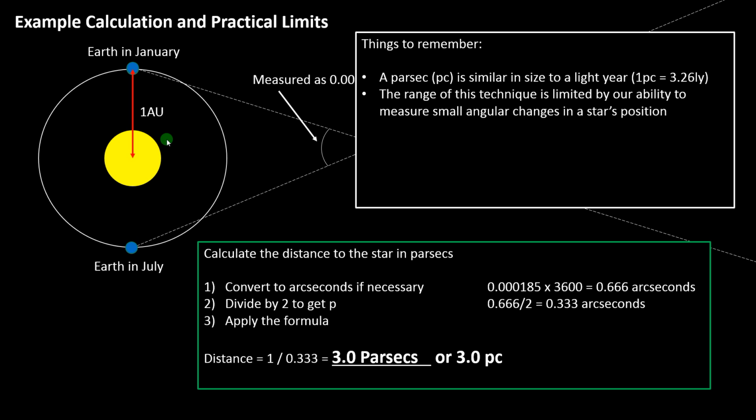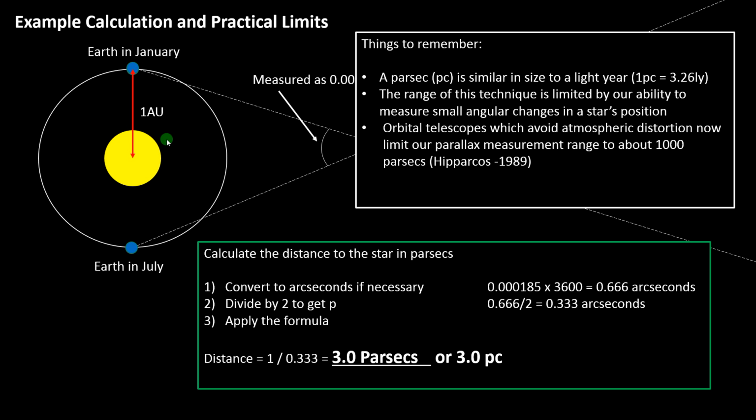Now, the range of this technique is obviously limited by our ability to measure angles. That makes sense. We need to measure very, very small angles. As the star gets further away, the angle gets even smaller. The best measurements of this are done by orbital telescopes, which avoid the distortion in the atmosphere due to convection currents refracting the light in the atmosphere.